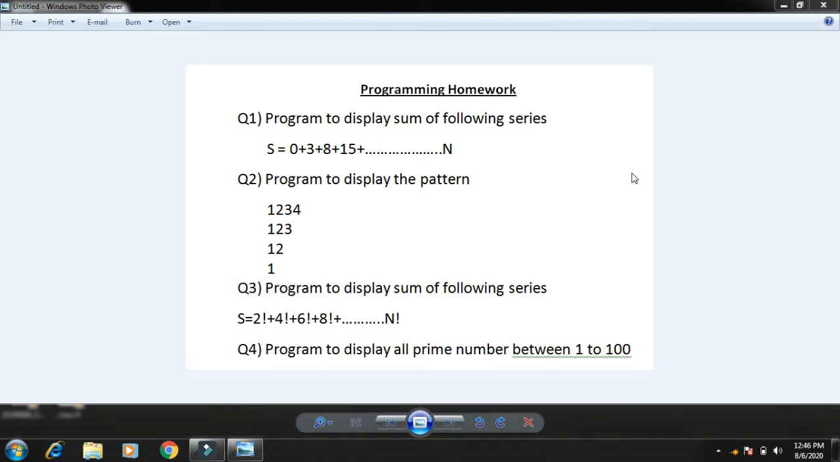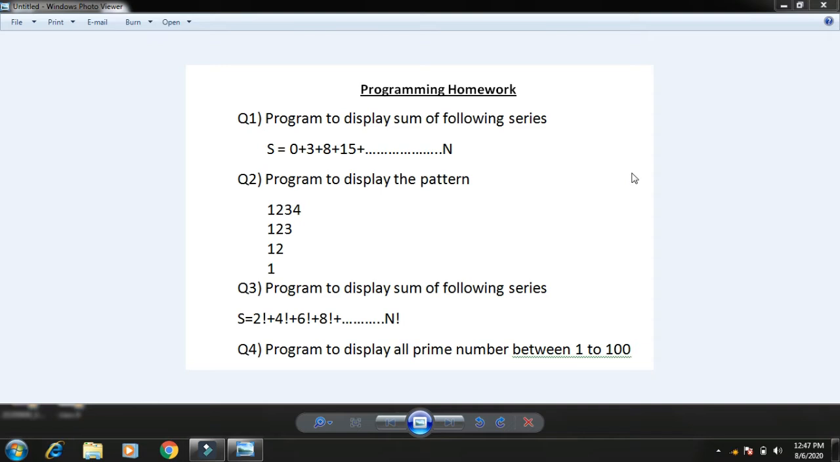Question number 1 is a program to display the sum of the following series, where you have to calculate s, that is the sum, and the series is 0 plus 3 plus 8 plus 15 plus dot dot, means up to n terms. Question 2 is a program to display the pattern. Right triangle I have already shown. This is an inverted right angle triangle. The first row is 1 2 3 4, the second row is 1 2 3, the third row is 1 2, the fourth row is 1.